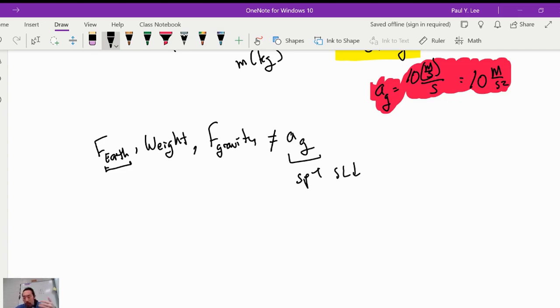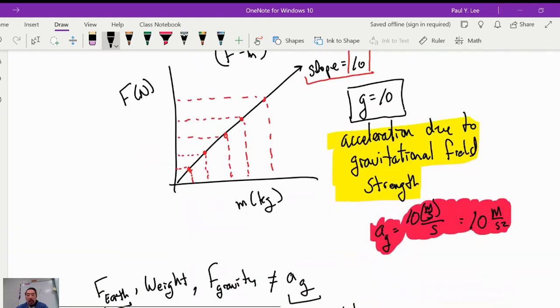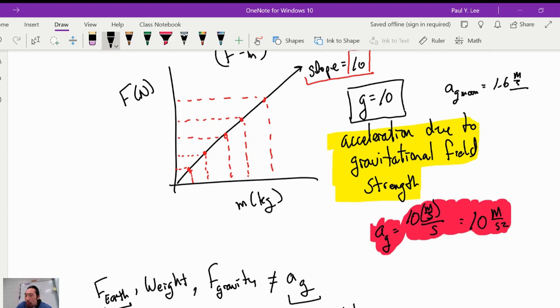All right, so now let's go back to the lab. With this graph, you should have gotten a slope of 10, and that 10 is the acceleration due to gravitational field strength, and it is 10 meters per second squared here on Earth. On the moon, it is less. The acceleration due to gravity on the moon, I believe, is like 1.6 meters per second squared. It is significantly lower than here on the Earth.